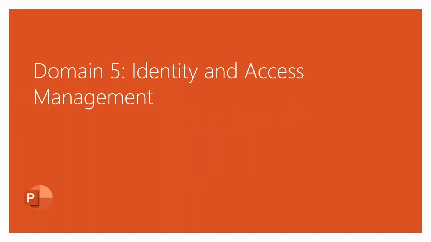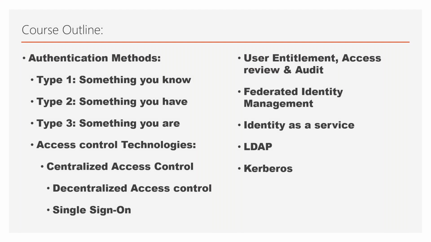Now, our today's agenda is how to prepare for Domain 5, which is identity and access management. Our course outline for this module is: we are going to discuss the authentication methods, so what are the types of authentication we have. Then we are going to discuss access control technologies like centralized access control and decentralized access control. Then you have single sign-on, what is user entitlement, and access review and audit.